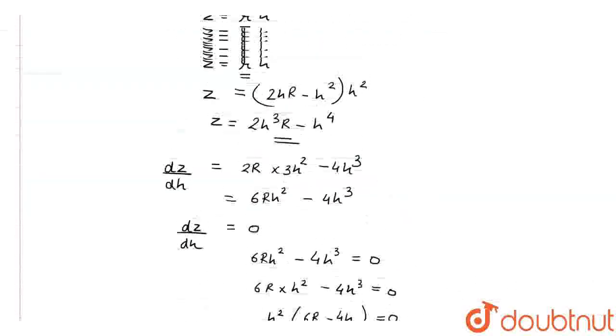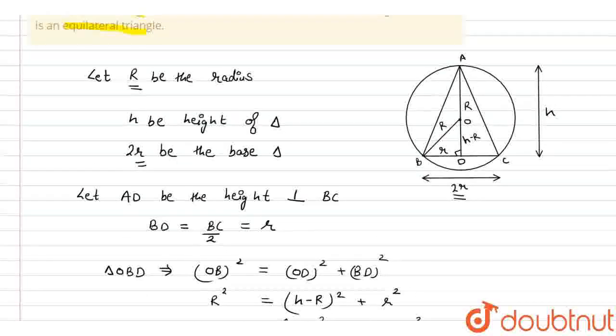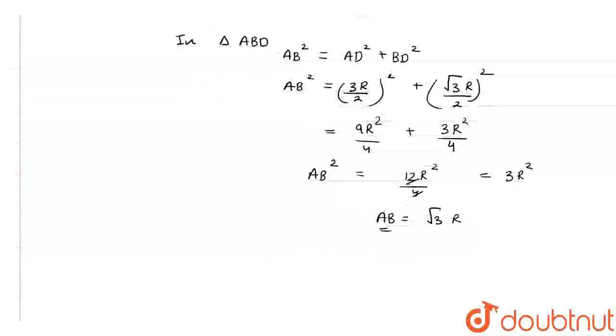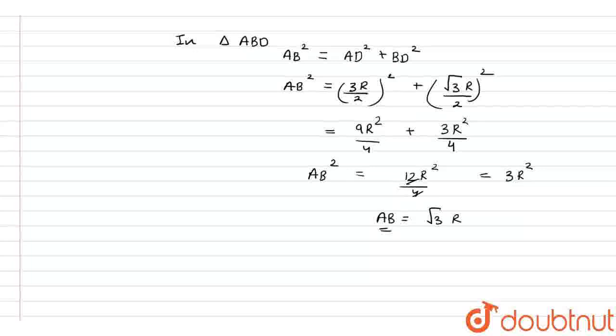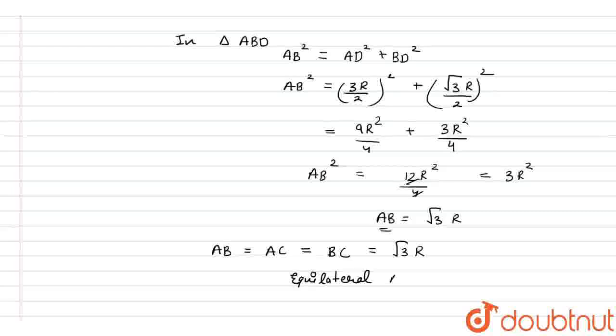Similarly, in triangle ADC, we'll apply Pythagoras theorem and find out the value of AC, and the value of AC will also be equal to under root 3 R. So we see that the value of AB is equal to the value of AC is equal to the value of BC, and will be equal to under root 3 R. Therefore it is an equilateral triangle with the maximum area.